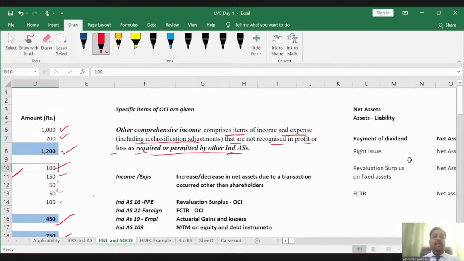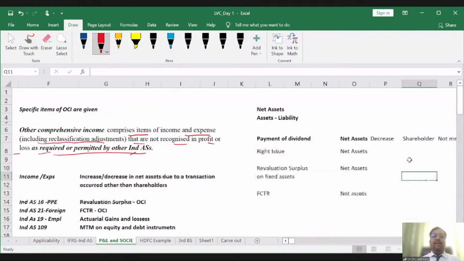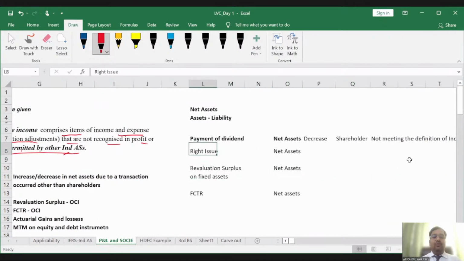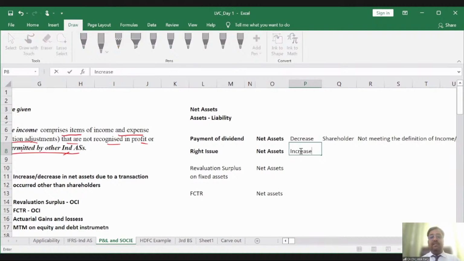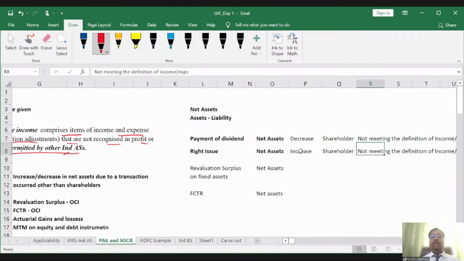Why? What is the definition? Increase or decrease in net assets due to a transaction occurred with a party other than the shareholder, but this transaction is with the shareholder. Right issue: by right issue, whether the net assets will increase or decrease? Your net assets will increase. But the right issue will be with the shareholder. It is not meeting the definition of income or expense.